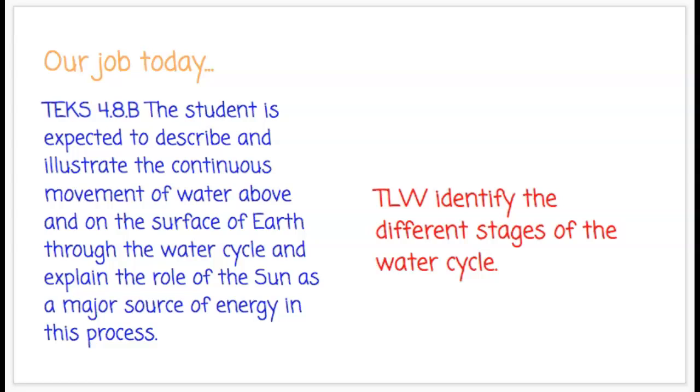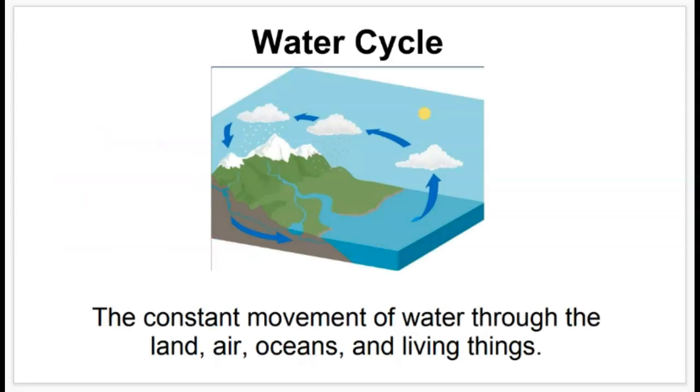The student is expected to describe and illustrate the continuous movement of water above and on the surface of the earth through the water cycle and explain the role of the sun as a major source of energy in this process. And the learner will identify the different stages of the water cycle is our objective. So, let's review first the sun and water cycle unit vocabulary.